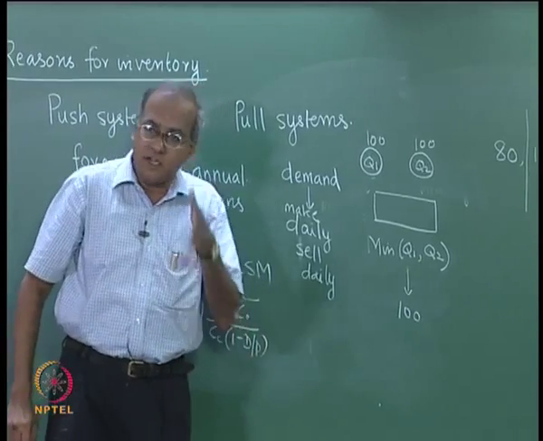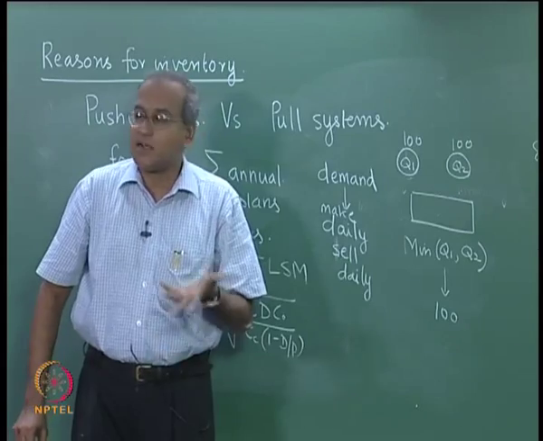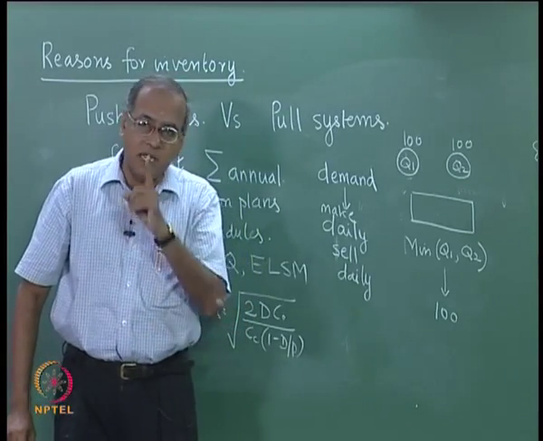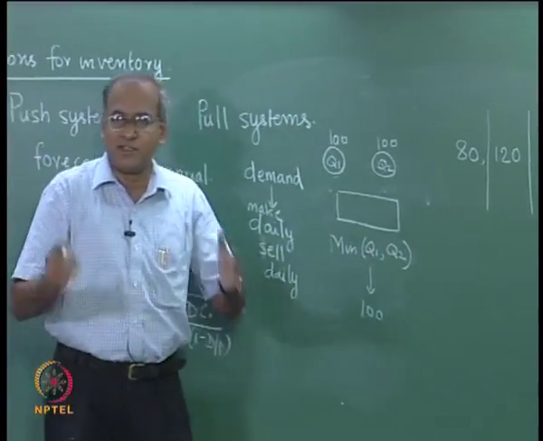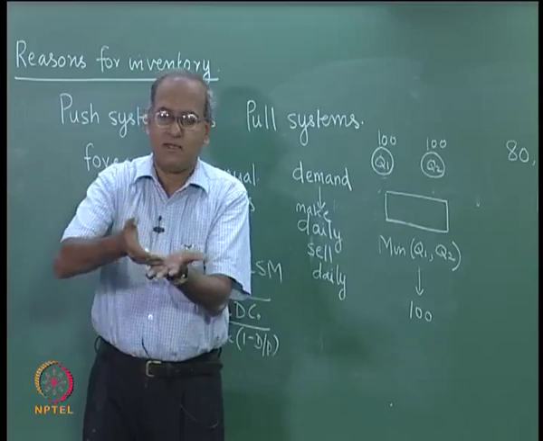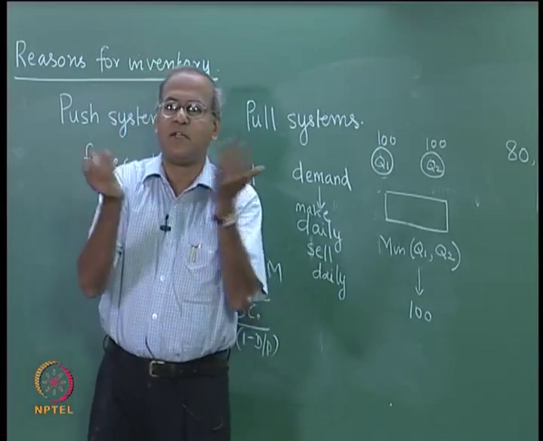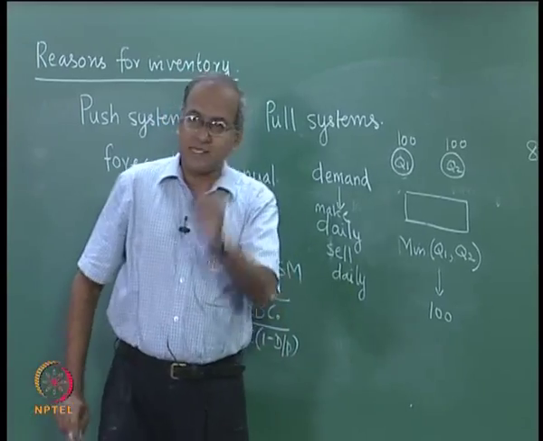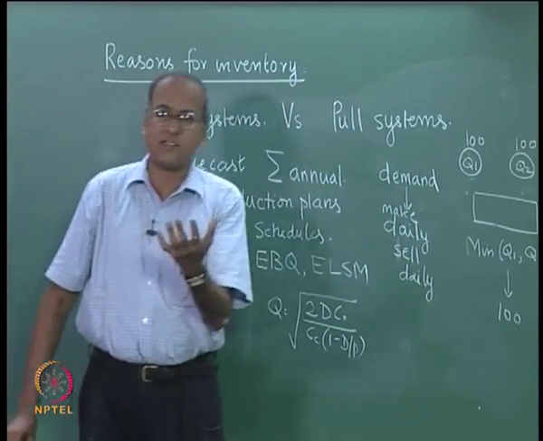Now, will I be willing to forego that 120 demand? I cannot afford to do that. At the same time, I know that if I had aggregated these two, my total demand is 200. So, I could make 100 today, sell 80, keep 20 for tomorrow and make another 100 tomorrow and meet the 120. So, once again make daily, sell daily is an ideal situation.